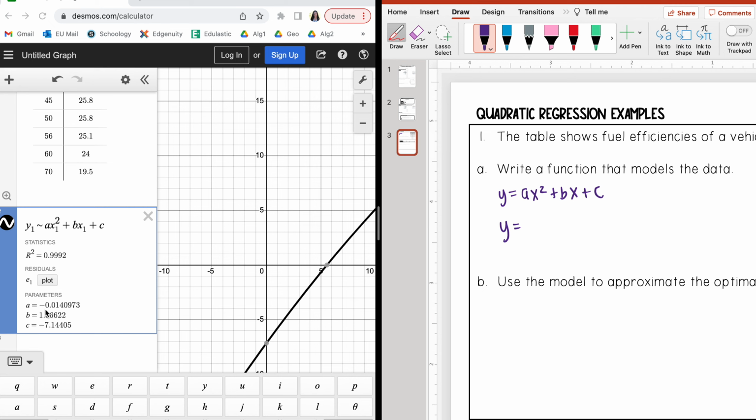So my a is this long number. I'm going to go ahead and just round this to the nearest hundredth. So that is negative 0.01 x squared. B, again rounding to the nearest hundredth, is 1.37 x. And then C here is negative 7.14.